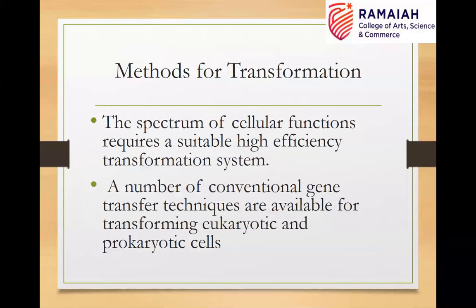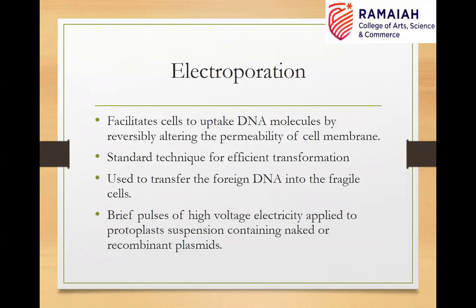So this is about transformation. And what are the other methods used for transformation? We have discussed the calcium chloride method, and electroporation we need to discuss a little bit more in detail. There are a number of gene transfer techniques available for transforming eukaryotic as well as prokaryotic cells. One such method is electroporation.